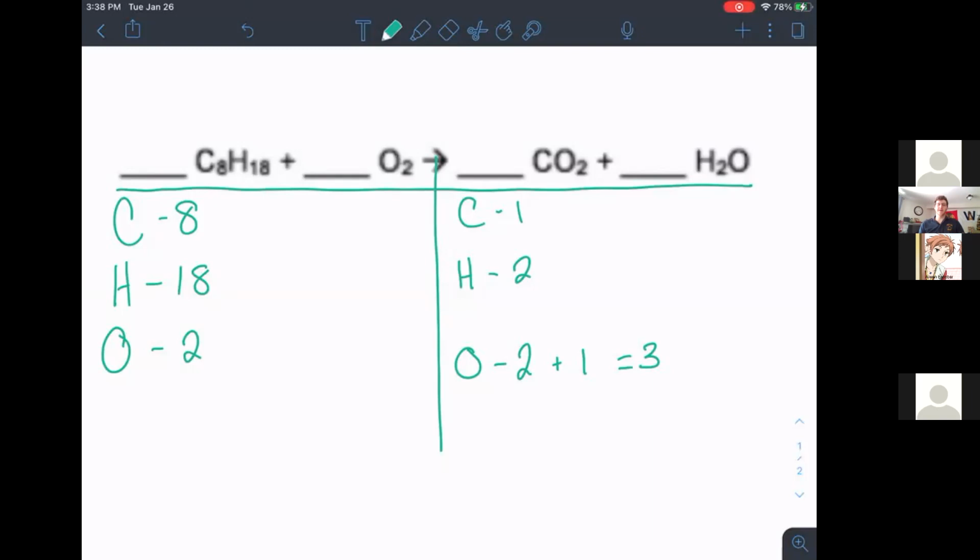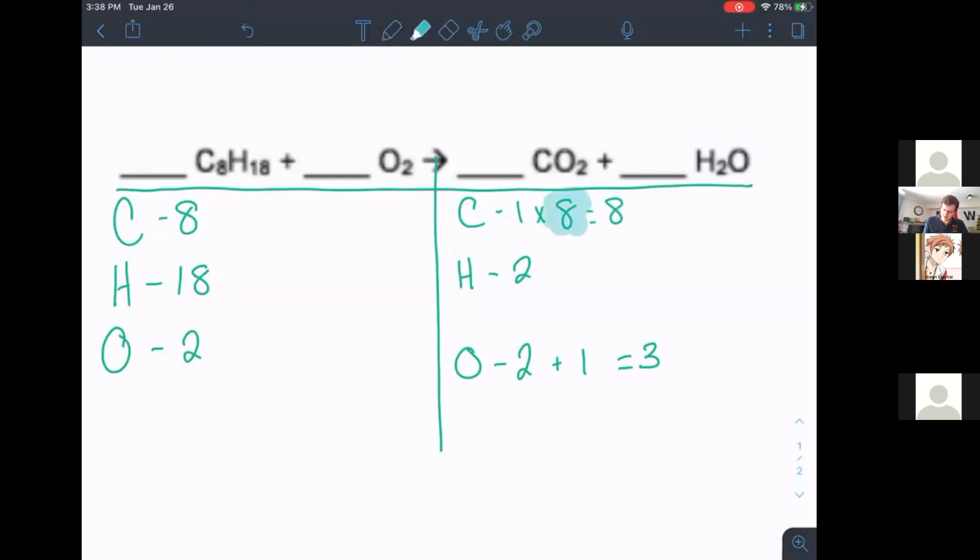So let's start with our carbons. Do they match? No. No. So which side do I need to change? Product. My products, and I'm going to multiply my products by how much? 8. By 8. Perfect.